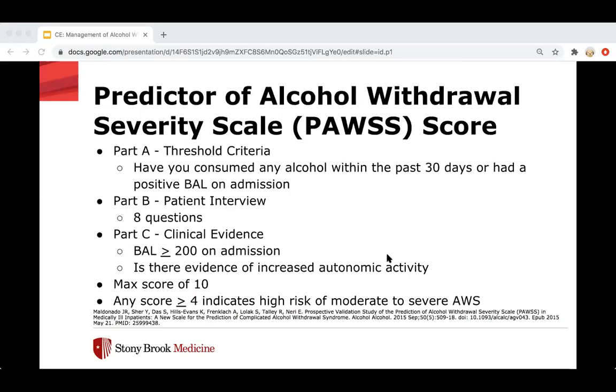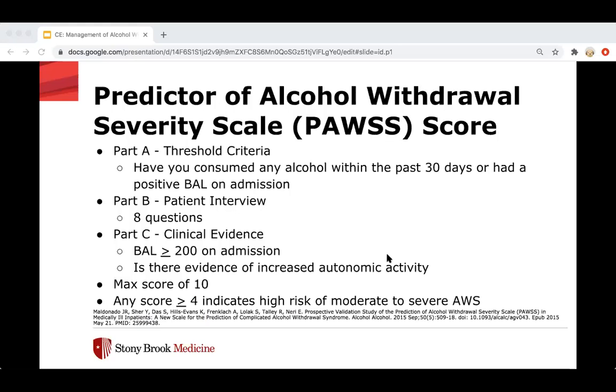We do have this predictor of alcohol withdrawal severity scale, the PAWSS score. This is used to just try to predict how severe the patient's withdrawal is going to be. There's 3 parts to this score. Part A is the threshold criteria. And this is just, has the patient consumed alcohol within the past 30 days, or are they presenting with a positive blood alcohol level on admission. If either one of those is yes, then you can proceed with the rest of the scale.